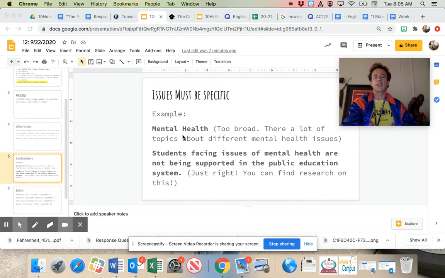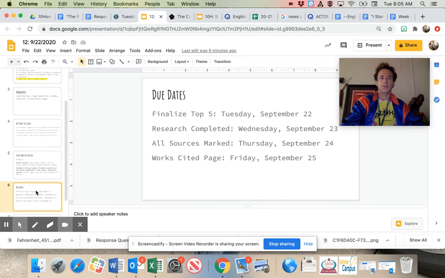If you just start looking and searching for mental health, you're going to get bogged down by figuring out, well, there's this about the education system. There's this about people suffering from mental health in the criminal justice system. There's all sorts of issues. So make sure your issue itself is specific. And that's your tip for the day as you go forth in your research.